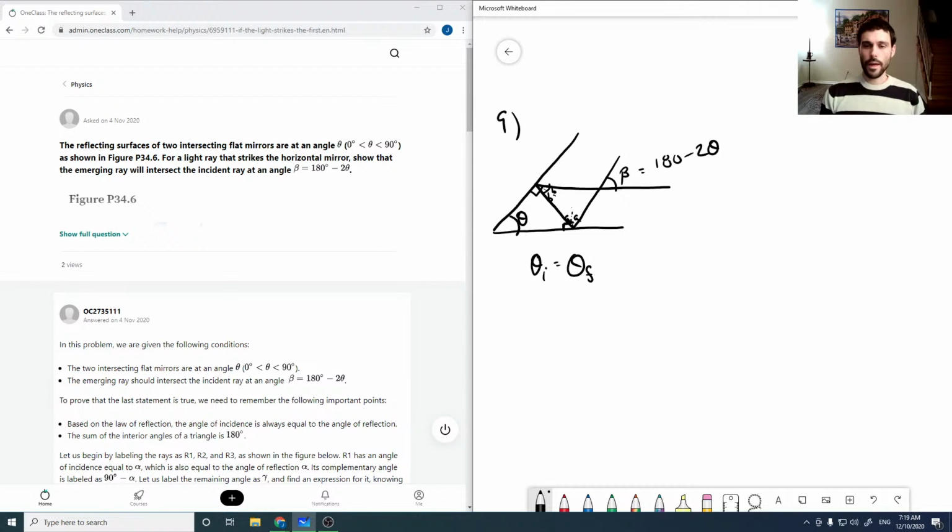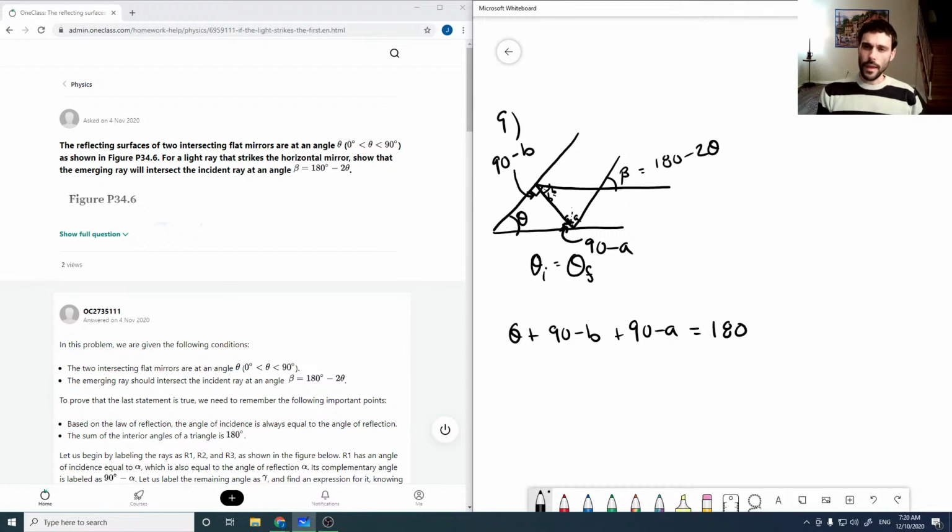And remember that the sum of angles inside a triangle is 180. So that means that this angle here is just 90 minus B, and this angle here is 90 minus A. And that means that theta plus 90 minus B plus 90 minus A is equal to 180.